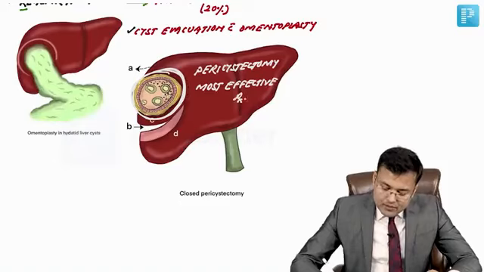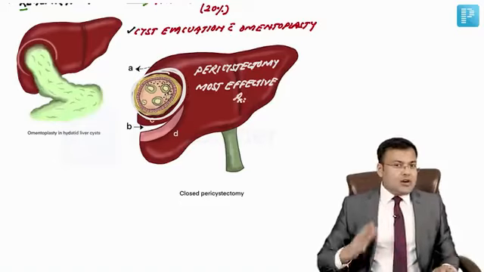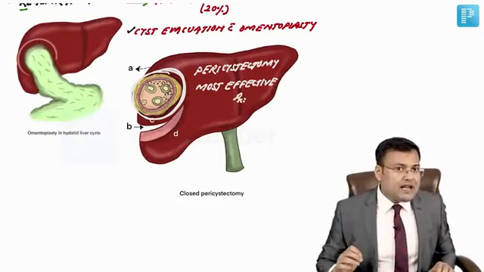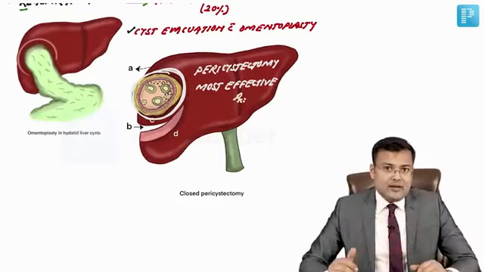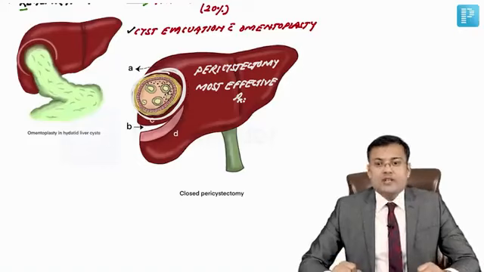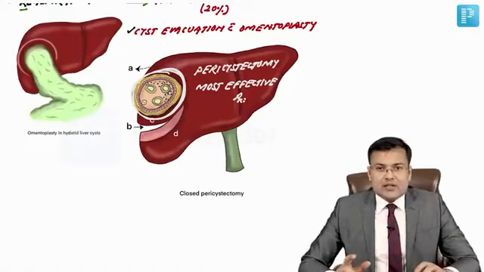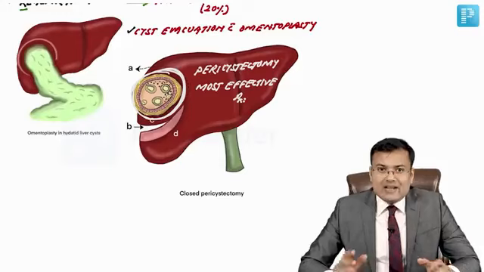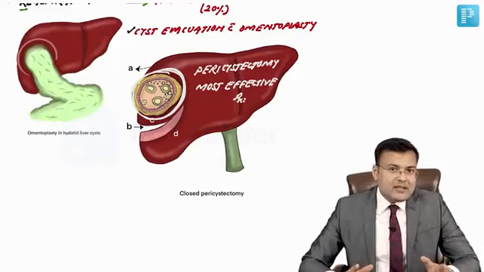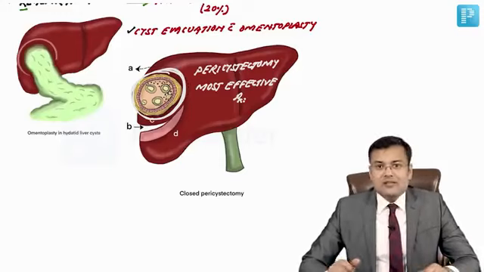So there are two important questions which are asked. Most preferred for anatomically and surgically appropriate lesions, that is PAIR, and most effective treatment, that is pericystectomy. We can perform hepatic resection also, but it is not commonly performed because it is the most radical treatment. So hepatic resection is the most radical treatment.